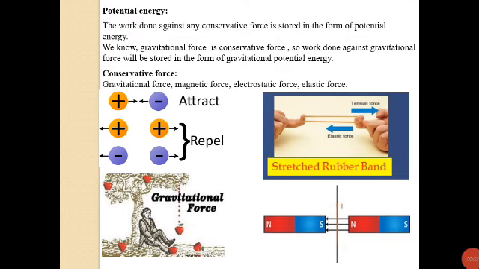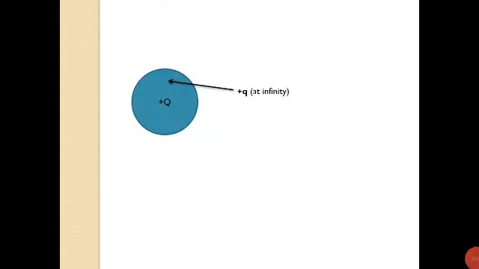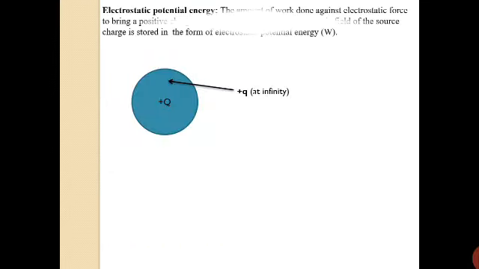Now move to the main topic, that is electrostatic potential energy. And first read the definition here. It says the amount of work done against electrostatic force to bring a positive charge from infinity to a point within the electric field of the source charge is stored in the form of electrostatic potential energy. So now understand the concept.